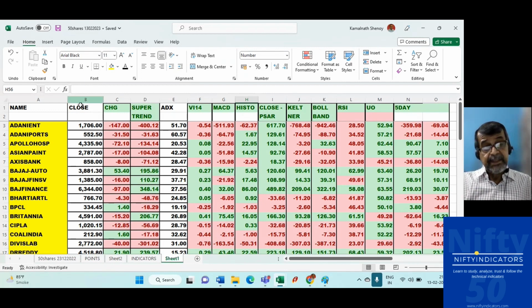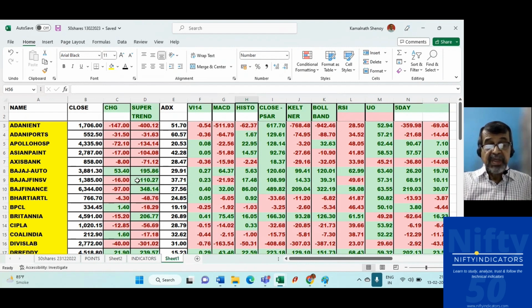Okay, nothing special, no highlighting movements of any share, except that Titan has gone up as expected. Divi's Labs has gone down as expected. These were the things that we had discussed last week. So, except for that, there isn't much.